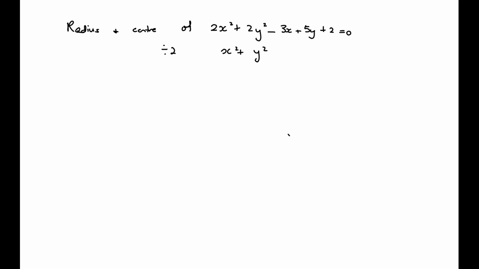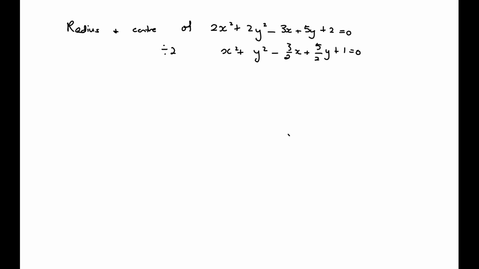Suppose we need to find the radius and the centre of a circle where you're given this: 2x squared plus 2y squared minus 3x plus 5y plus 2 is equal to 0. So first up, let's just get the x squareds and y squareds. So divide by 2. So we get x squared plus y squared minus 3 over 2 x plus 5 over 2 y plus 1 is equal to 0.